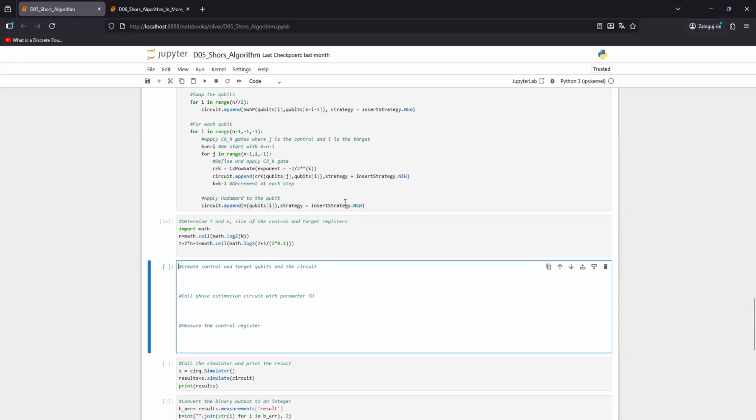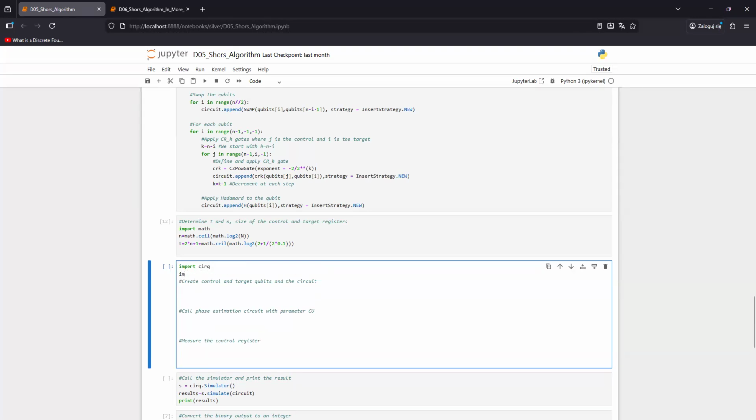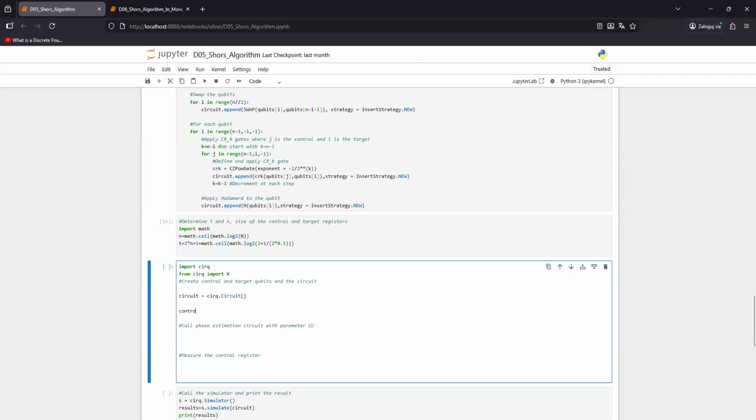Okay, so now we need to start creating our circuit. For that, we will need the circuit library, of course, and also the X gate, I believe. Yes, as far as I remember. So we initialize our circuit, and then we create the control register. So we use the LineQubit object.